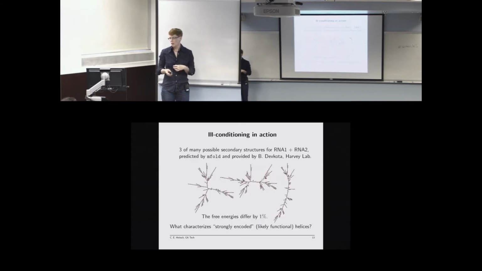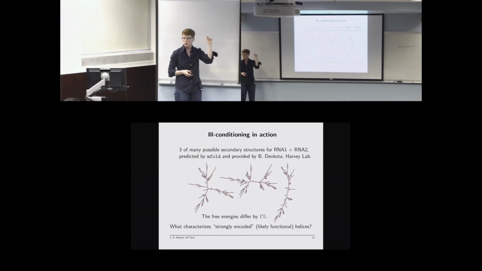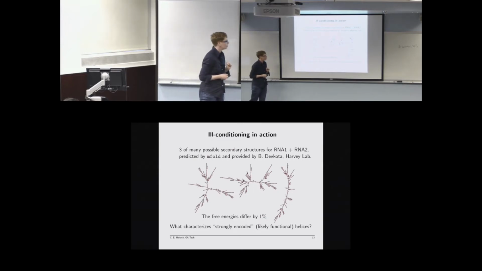And what does that mean? Well, it means that you can predict an optimal structure under this nearest neighbor thermodynamic model, but there are many significantly different structures within a very small energy increment of the optimum. Just to give you an illustration, here are three possible secondary structures for both of those RNA viral genomes concatenated. You can see they're really quite different, yet their free energies differ by 1%, well below the margin of error in our optimization function.